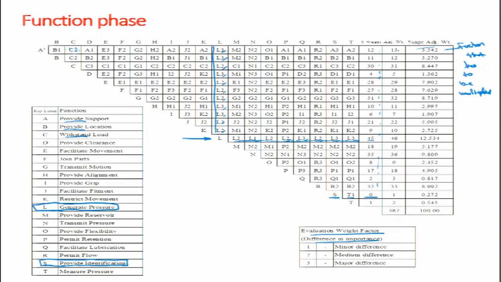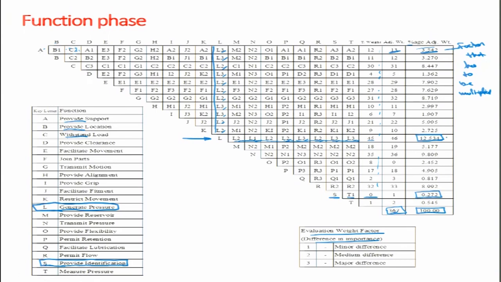Now these are adjusted weight and the total value is, now these values are normalized. Normalized means these values are taken from the 100, we have just put the percentage. So these are normalized with respect to the value 100, and that means 13 out of 367 is equal to 3.542 out of 100. So in this case we can see the highest value has come from the function L, that is 12.534, and the lowest value would come for the function S, that is 272. So this is the ranking.